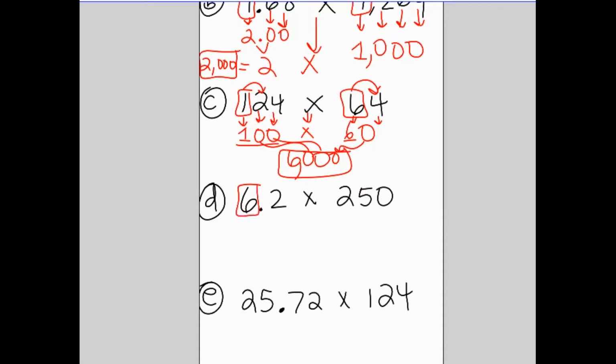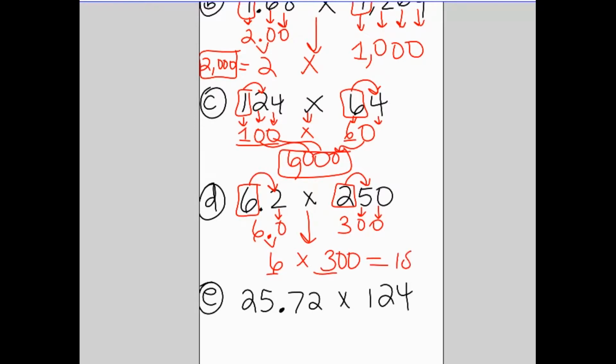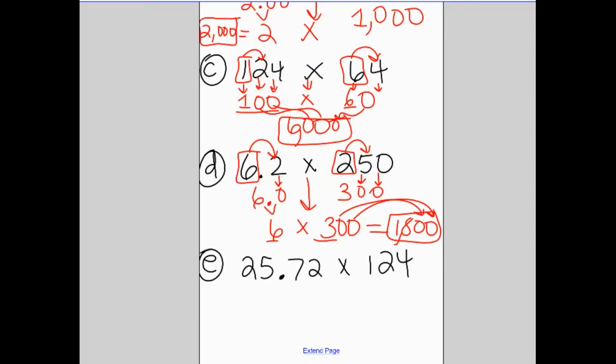Now let's do D, example D. So now again, the ones place, that 2 tells me to keep the 6 a 6, so that's just 6.0, or you can just say 6. Then I'm bringing down my multiplication sign, and then I'm doing the hundreds place. That 5 tells the 2 to go up to a 3. And then this turns to a 0, this turns to a 0. So now I have 6 times 300, which is 18, and attached 2 zeros. So that's 1,800.